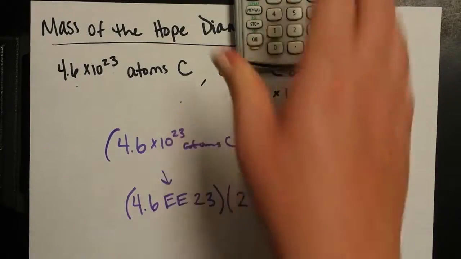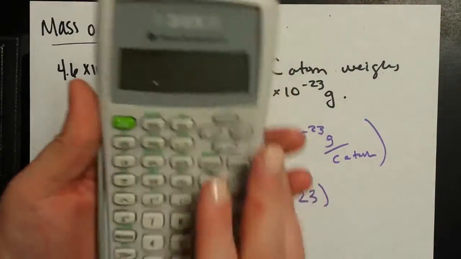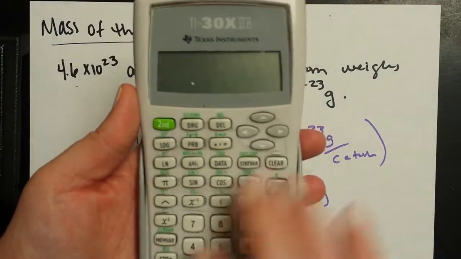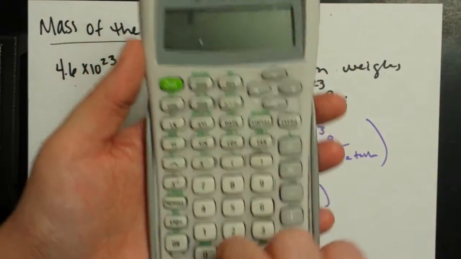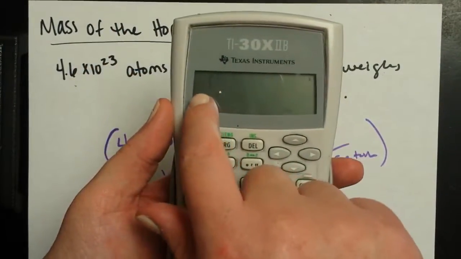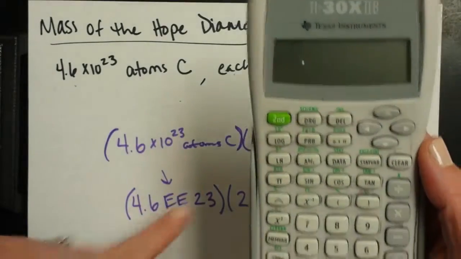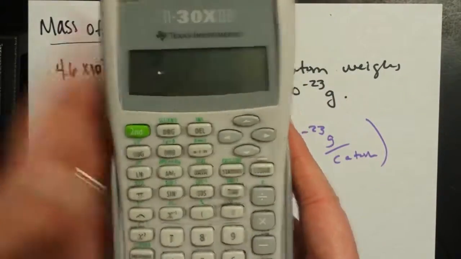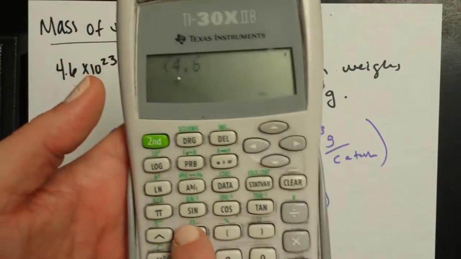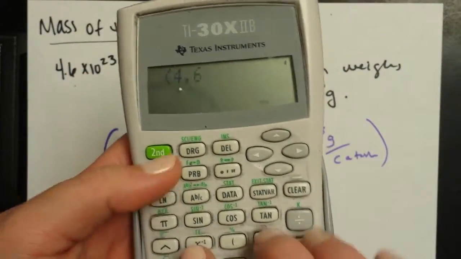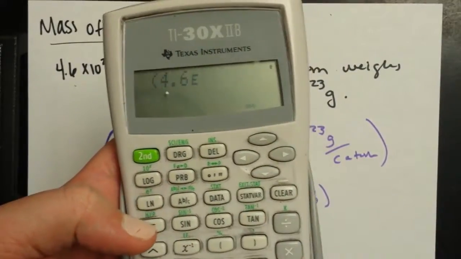Let's see what that looks like when we plug it in. I'm going to hold that up so you can see it. I'm always going to start by putting my parentheses. I'm going to put 4.6 for my coefficient. So you always do your coefficient first, then get that times 10 to the, however you need to do that. In this case, second, to where I get that.